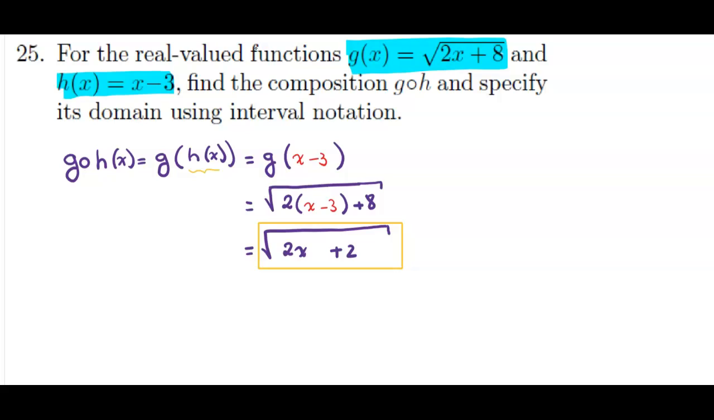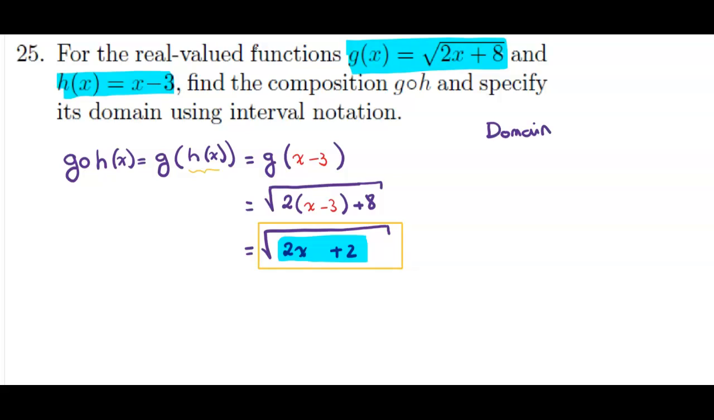Now talking about the domain, we know every time we have a square root, we cannot afford to have the expression inside the square root be negative. So everything inside, whatever I highlighted here, must be greater or equal to 0 in order to be defined. Remember, we are working with real functions, so we cannot have a negative number under the square root.